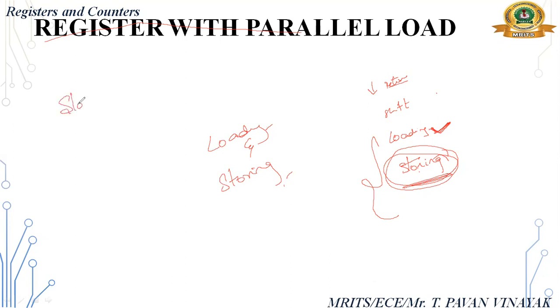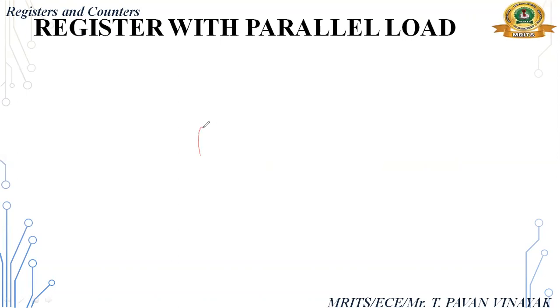For this purpose, we take an external input, that is load. When load is 0, it acts as store. When load is 1, it acts as parallel load. So what is storing data? How do we store data? Simple. Each flip-flop output is given back to its input. Flip-flop output is fed back to input. That is called storing data. So let us see.